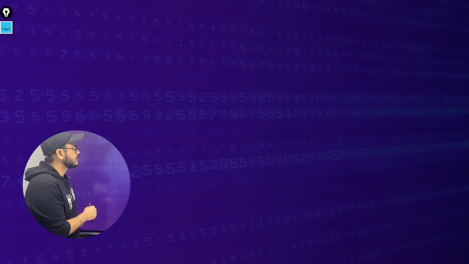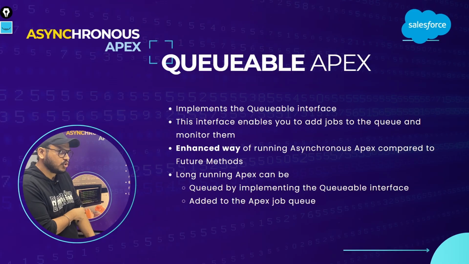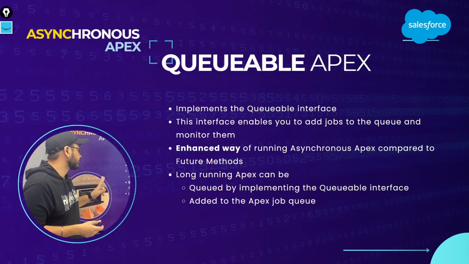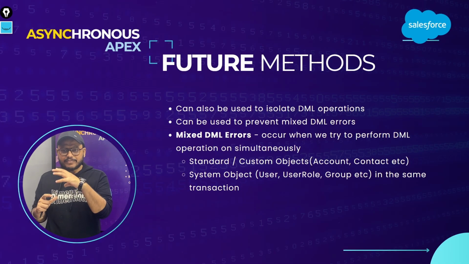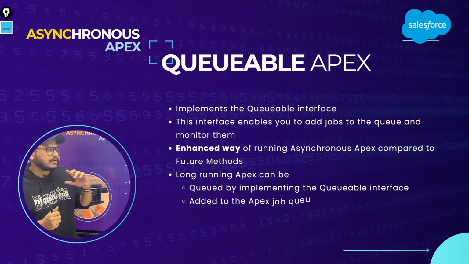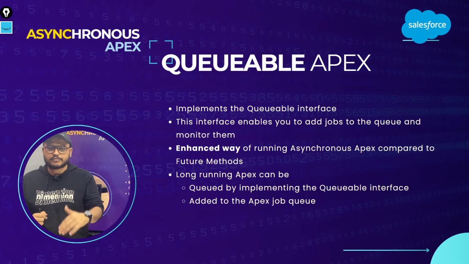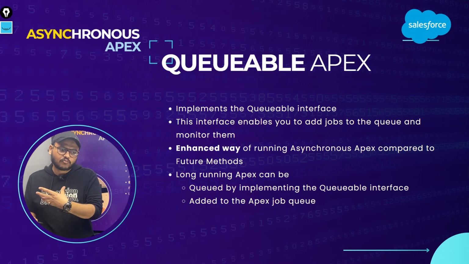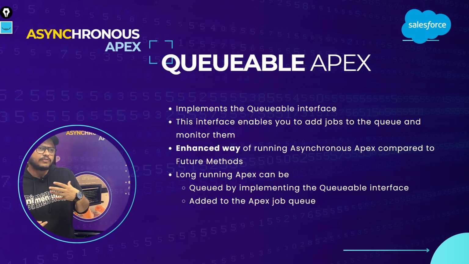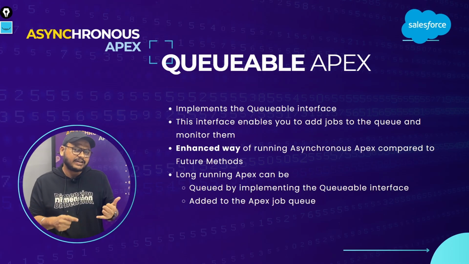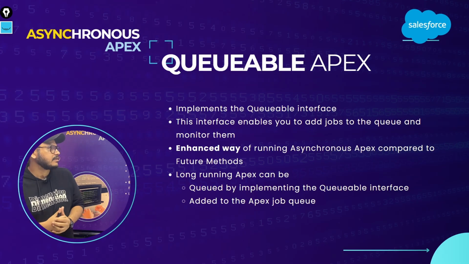The next thing that we will discuss is Queueable Apex. We have seen the future method. The future method, as I said, is the most basic form of asynchronous Apex. Slightly more advanced compared to the future method is Queueable Apex. Queueable Apex does pretty much what a future method does, but in an enhanced way. If I say that Queueable Apex is an enhanced version of the future method, it may not be wrong. Initially, Salesforce had the future method, and then they introduced Queueable Apex.